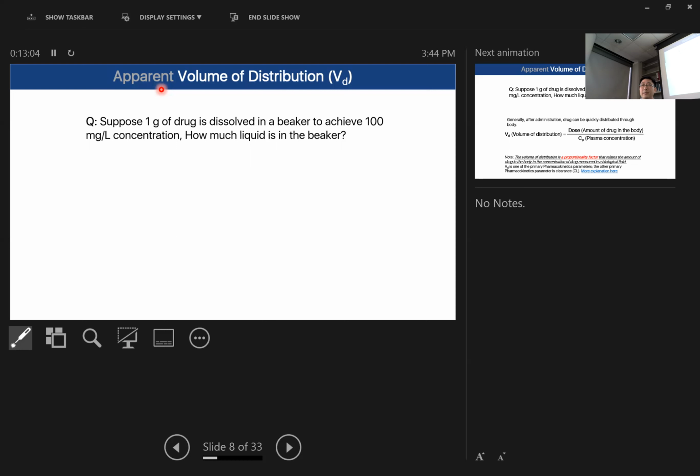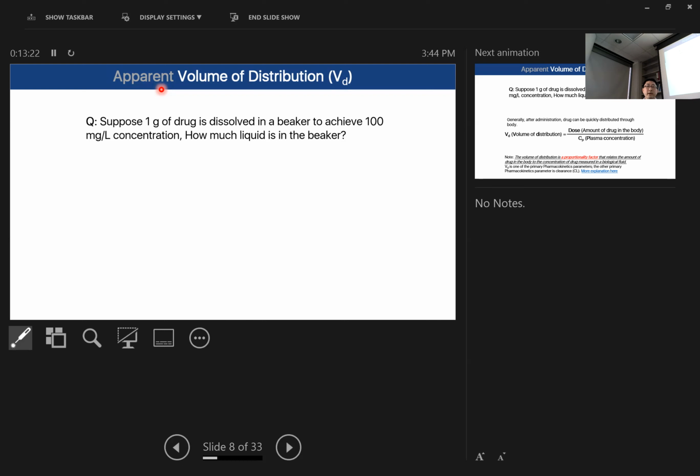10, right? That's like elementary math, essentially. So you just use 1 divided by 0.1 and you get 10 liters. That's it. That's actually how the volume of distribution is defined. So you always remember this beaker example.